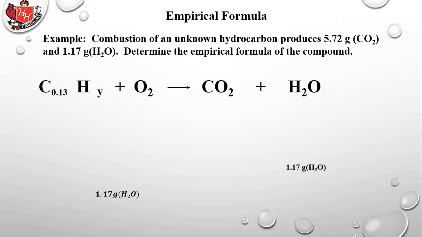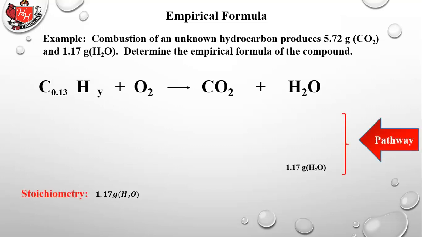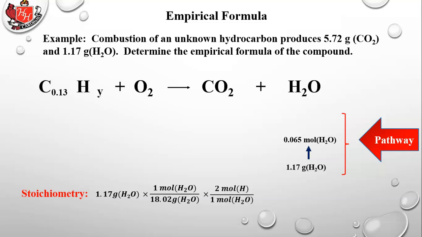So there's the grams of hydrogen. Now we use the molar mass of water, and it's 1 mole of water for every 18.02 grams. And then we look up at the formula for water, and we notice we have to have 2 moles of hydrogen atoms for every 1 mole of H2O. So we have 0.065 moles of H2O, and again we have 2 moles of hydrogen for every 1 mole of H2O. So there you have it down there on the bottom in the equation: 2 moles of hydrogen for every 1 mole of H2O.